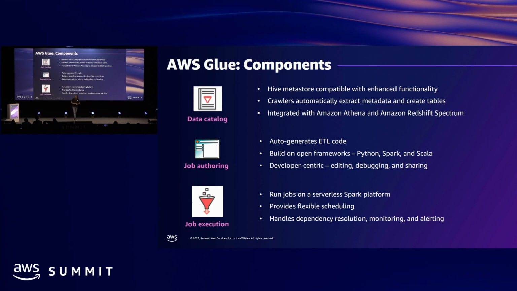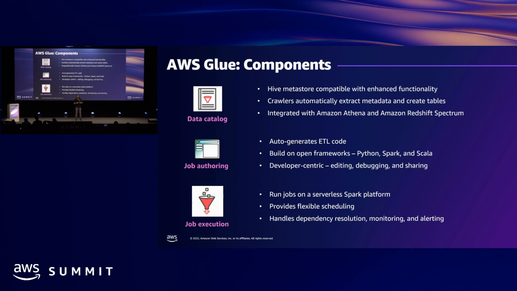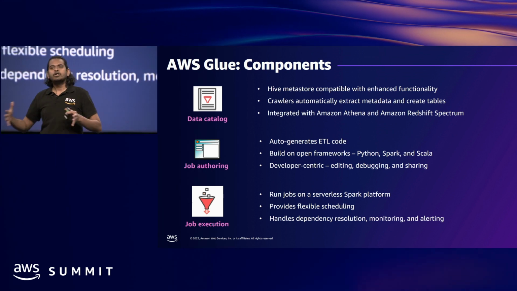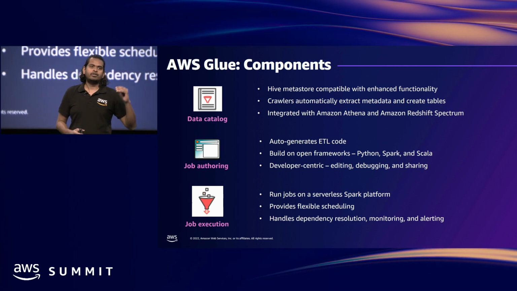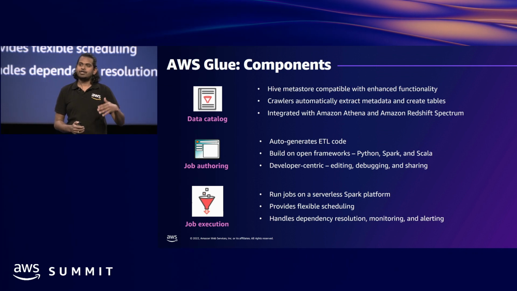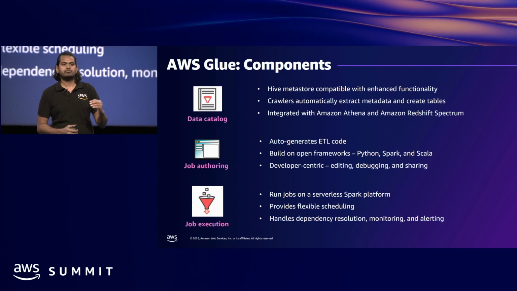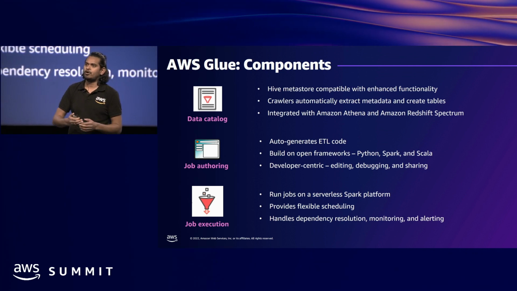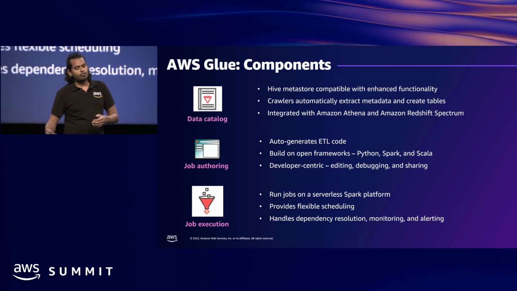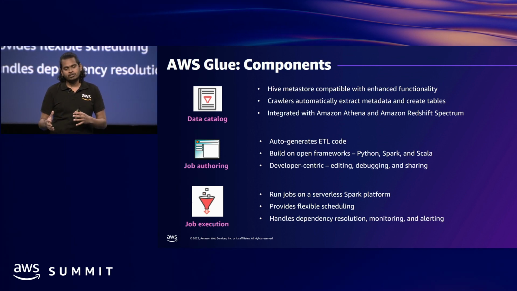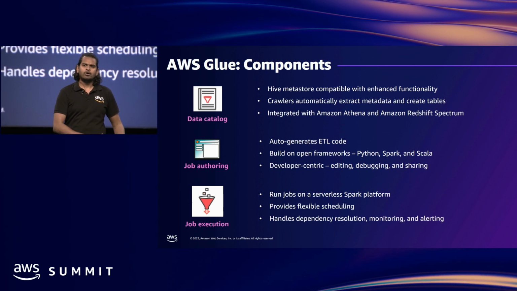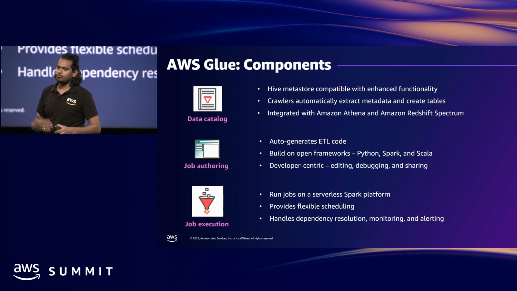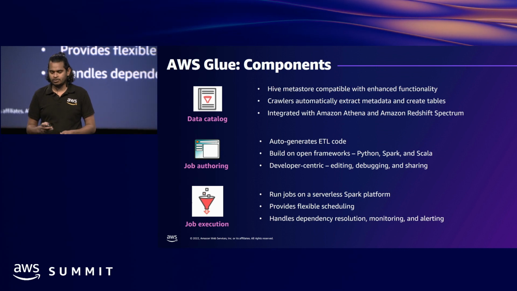Fully managed data cataloging with Hive metastore, so you can catalog your data and store it in a scalable Hive metastore. Job authoring provides you pre-fulfilled or auto-generated ETL code that you can use as a boilerplate or starting point and then iterate on top of it. And finally, job execution. It can allow you to run the jobs on a periodic or on an event basis without actually managing any infrastructure.